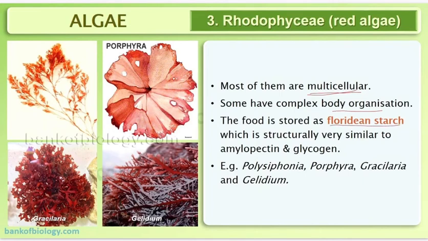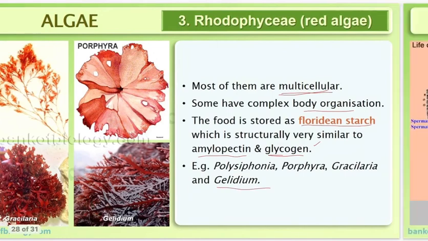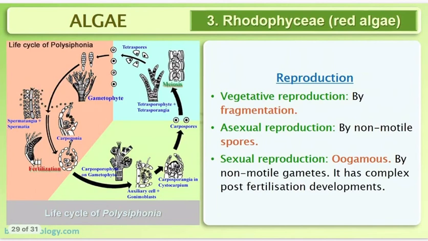Here there is evolution, there is a signal for evolution. Some have complex body organization. This is also evolutionary trend. The food is stored as floridean starch, which is structurally very similar to amylopectin and glycogen. This is, as far as biochemistry is concerned, again evolution. Example, Polysiphonia, Porphyra, Gracilaria, and of course very famous Gelidium. So these are all coming under red algae.